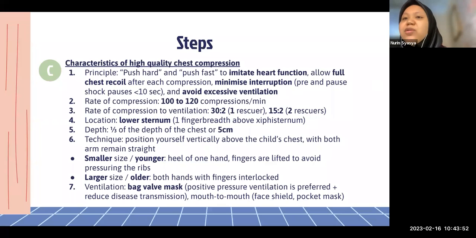So the rate of compression is equivalent to the usual heart rate, which is 100 to 120 compressions per minute. The ratio of compression to ventilation, if there is only one rescuer, must be 30 to 2. If there are 2 rescuers, each may do 15 chest compressions to 2 ventilations.